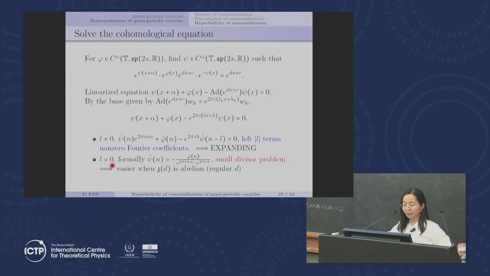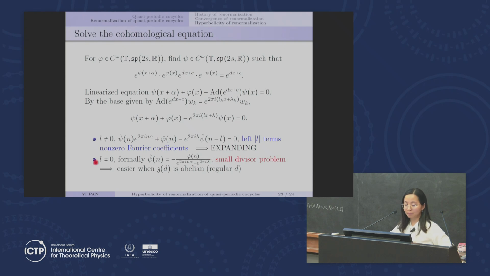The one we are familiar with is when L is not zero. When L is not zero, formally we can always write it by Fourier series. But then we will meet the small divisor problem. And that's also how the centralizer of D gets involved, and that's why regular D is always an easier case. And when D is non-zero, we can still solve the cohomological equation, but we will have L terms non-zero for a coefficient left. And this L terms direction will be the expanding direction. So that is how we get gamma T prime.